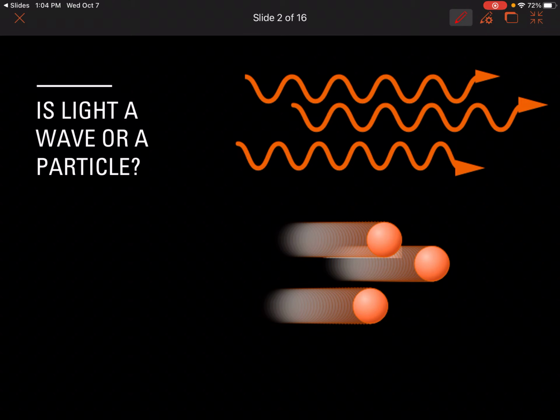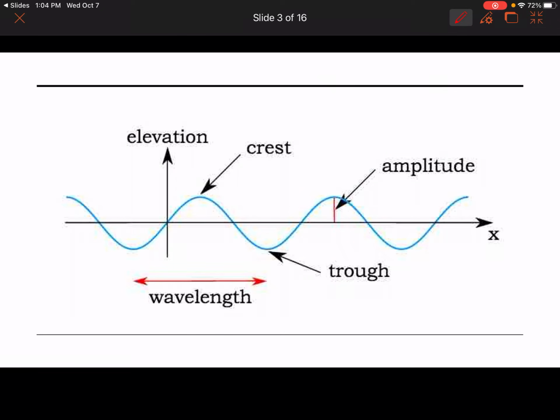So first off, on the sheet I gave you there, you've got quite a bit of history. The important takeaway of this is that there was a lot of debate over whether light was a wave or a particle. And so scientists have come to realize that, in fact, light behaves as both. Okay, so both of those are really the right answer here.